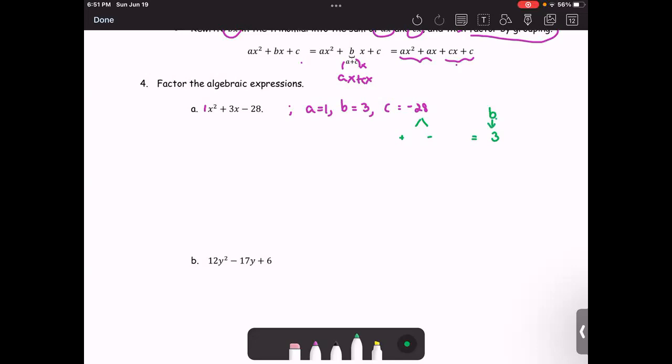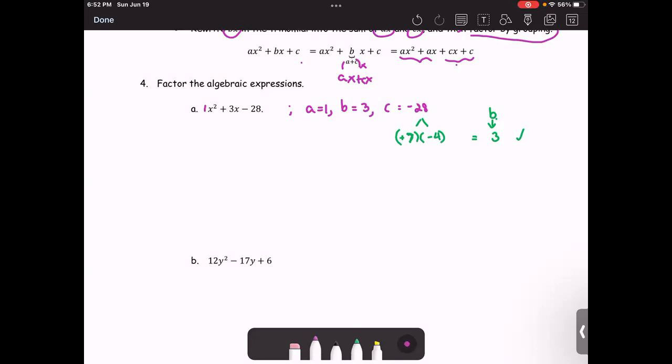So we look at the pairs of numbers. As b is positive, the greater quantity is going to be positive. The numbers whose product is 28 could be 1 times 28, 2 times 14, 4 times 7. Looks like 4 times 7 is the winner. Since the larger quantity is positive, it's positive 7 times negative 4. Let's check: positive 7 minus 4 equals 3. So we got the pair of numbers.